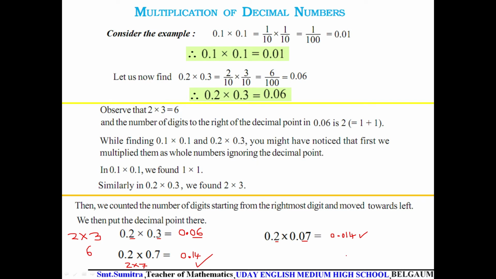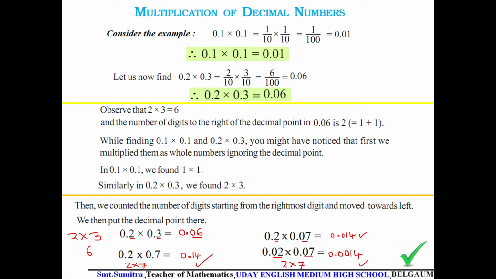One more example, 0.02 into 0.07. Consider the numbers again, 2 into 7. Whole numbers you consider, write the product here. And after the decimal point, there are 2 digits. After the decimal point, 2 digits, totally 4 digits. In the answer after the decimal point, 4 digits must be there. Observe this please. 1, 2, 3 and 4, and here you put the point and 0. The complete answer is 0.0014. Please copy the notes.